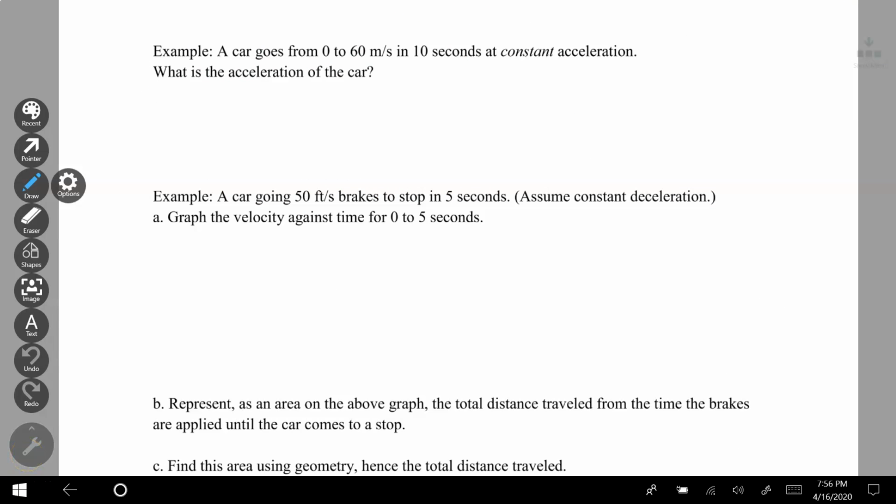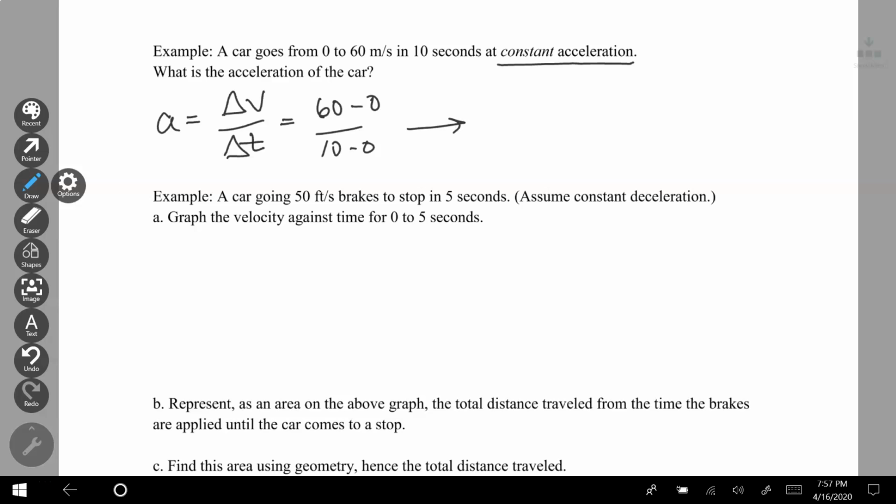Okay, so I'm going to have to be able to work through some word problems. So again, more word problems. A car goes from 0 to 60 meters per second in 10 seconds at a constant acceleration. That's the key, constant. That means my acceleration is the same the whole time. So that's change of velocity over change of t, which is 60 minus 0 over 10 minus 0.